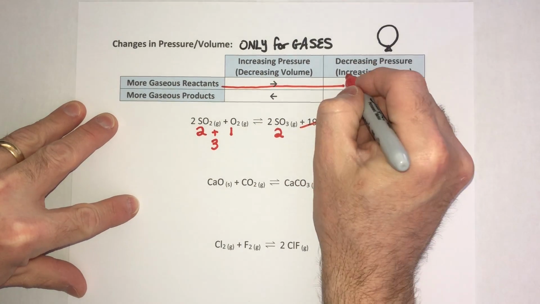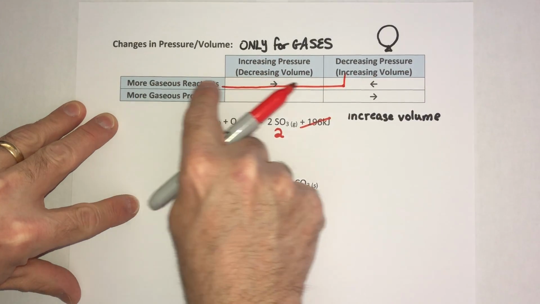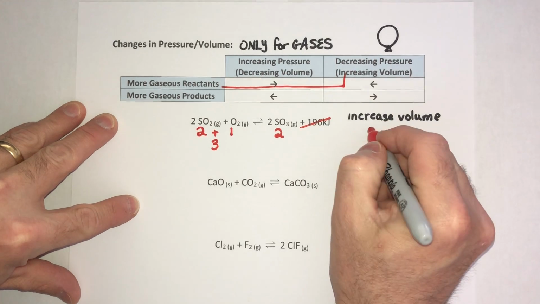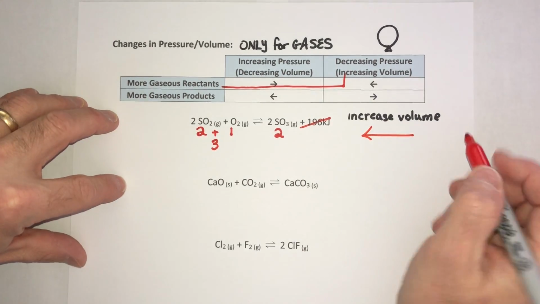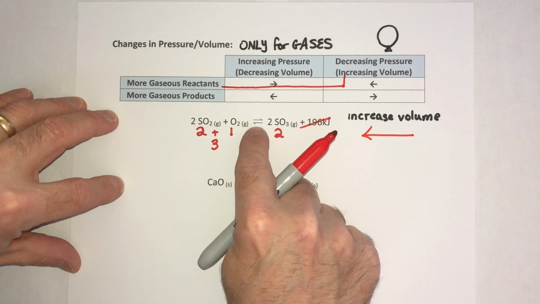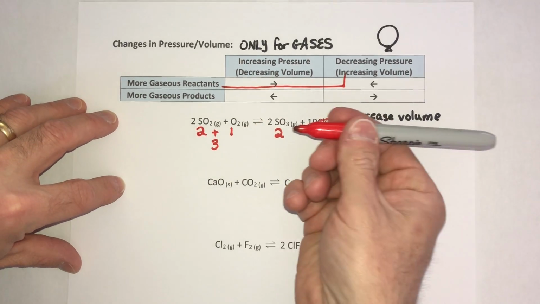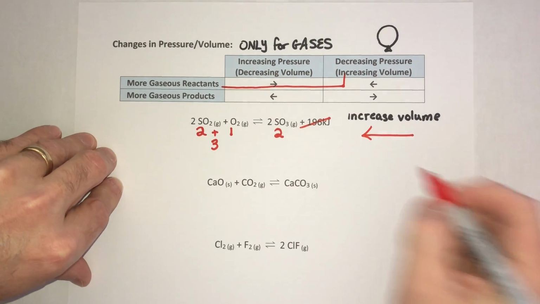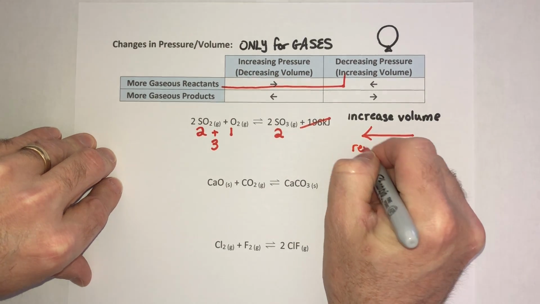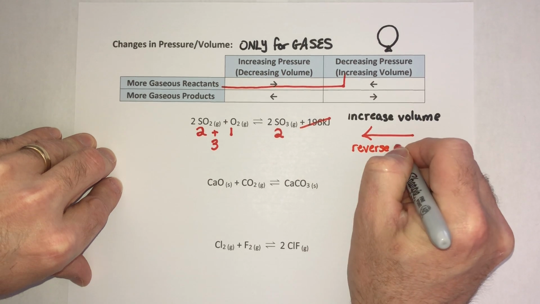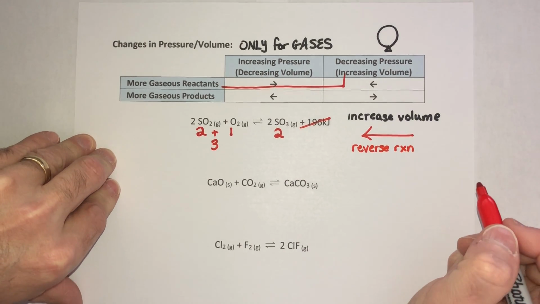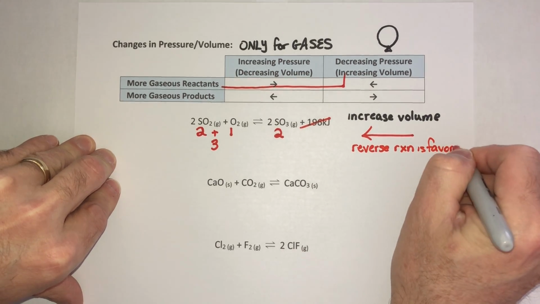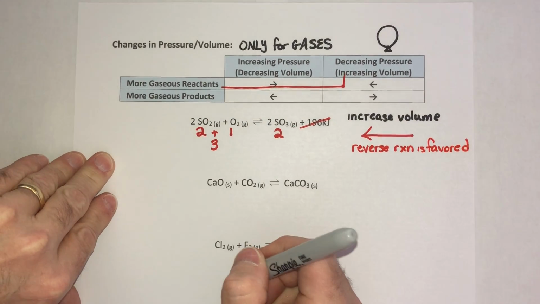And I am increasing the volume. So if you have more gas reactants than products, and you're increasing the volume, your whole thing is going to go backwards. Which means for a short amount of time, instead of it being in equilibrium, only the reverse reaction will happen. Now, if we wanted to, we could say that the reverse reaction, Rxn is the abbreviation for reaction, is favored. There we go. The reverse reaction is favored.